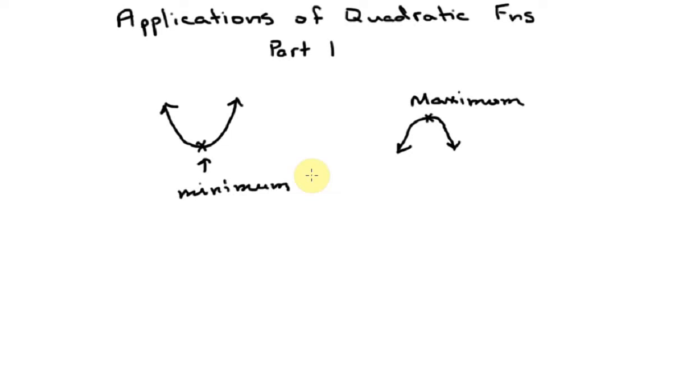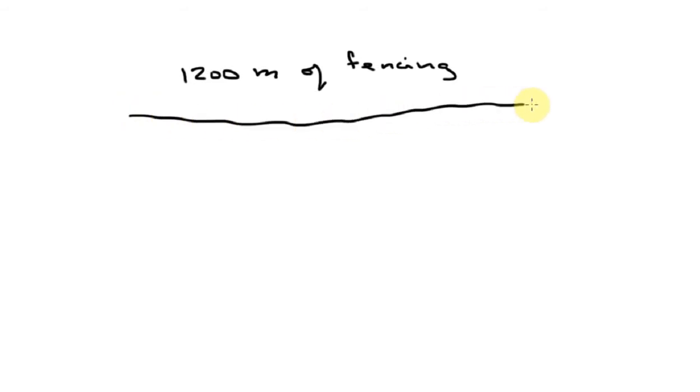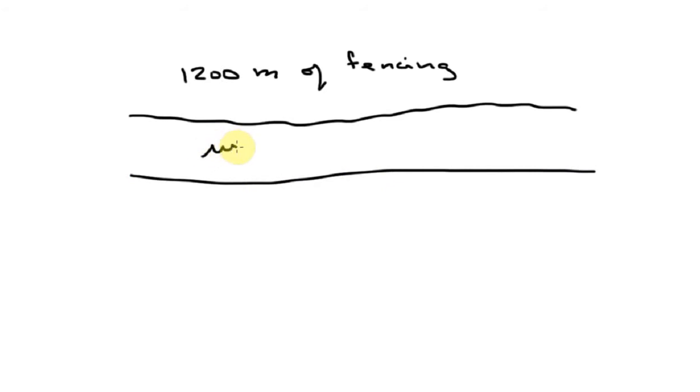So let's start off with one here. We're going to clear the screen, and let's say you are going to build a pen, and you have 1,200 meters of fencing. And you're going to build this enclosure, up against the river. So I'm going to draw a picture of it. So here's the river, say, something like this. Okay, we'll give it some waves.